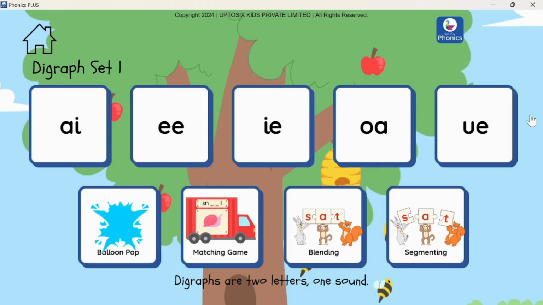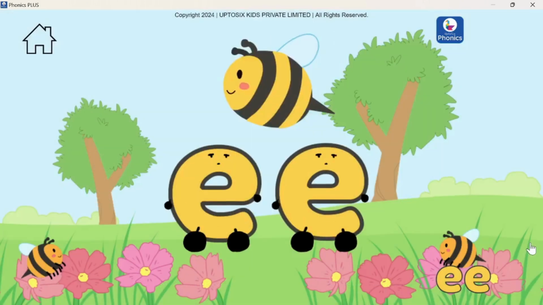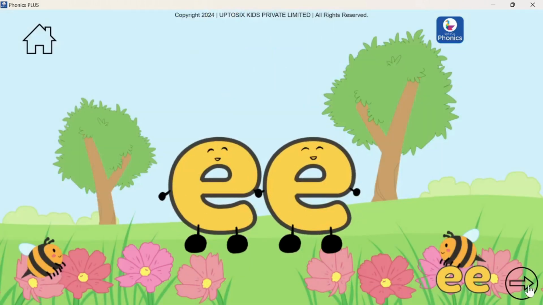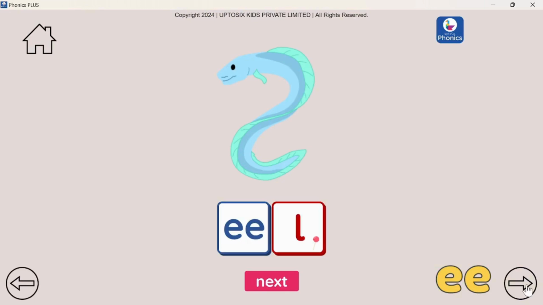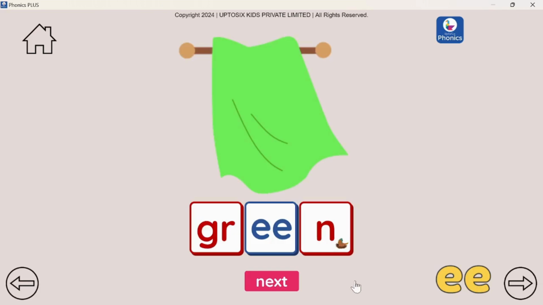We will learn diagram E in Set 1 sounds, UptoSix Phonics Plus. E, E, as in eel. Eel. E, as in jeep. J, jeep. E, as in green. Green. Gr is a consonant blend.